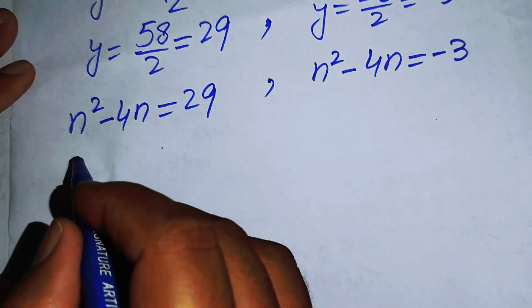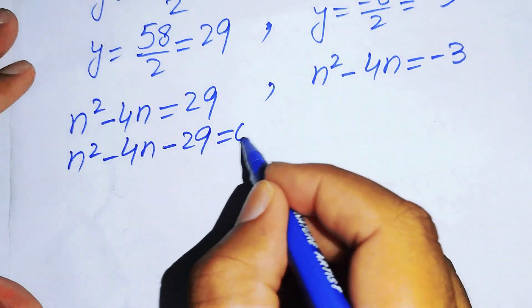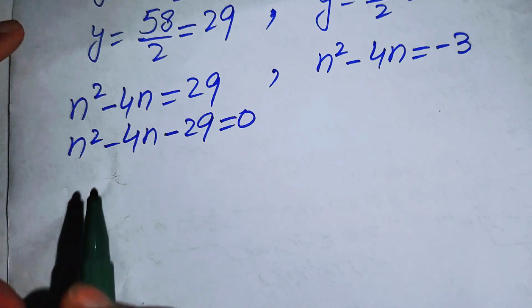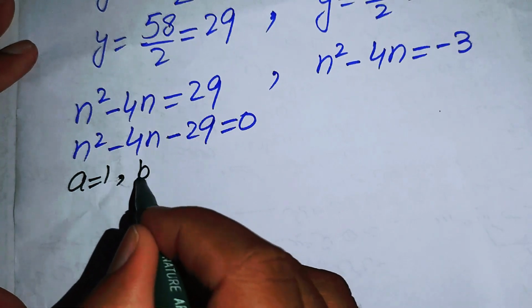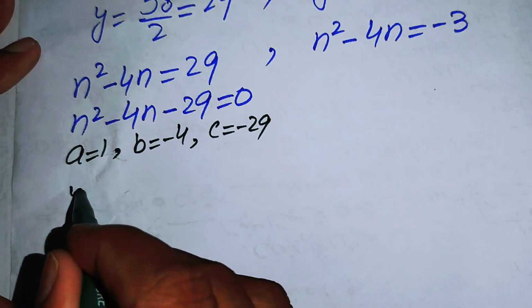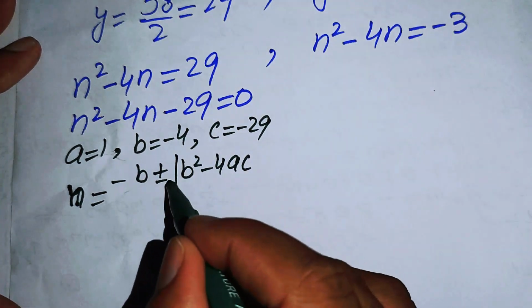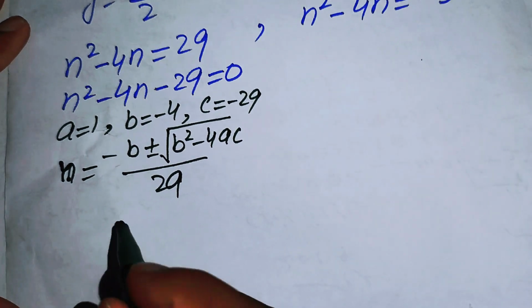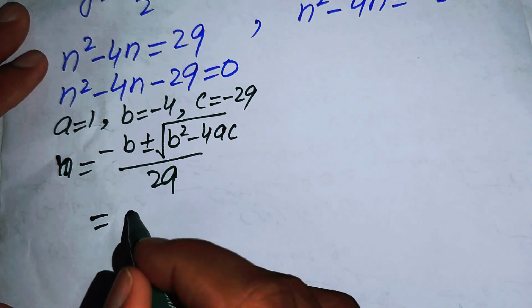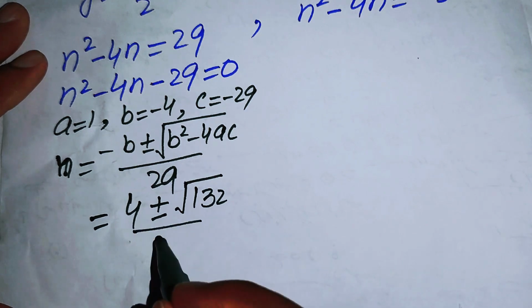So now first I can solve this equation, and here we move 29 to the left hand side, and you get n squared minus 4n minus 29 is equal to 0. And now we again use the quadratic formula in order to solve this quadratic equation. So here you have a is equal to 1, b is equal to minus 4, and c is equal to minus 29, and our quadratic formula is n is equal to minus b plus minus the square root of b squared minus 4ac, over 2a. And now we put all the values of a, b and c in this formula, and you get the output in the form of 4 plus minus the square root of 132 over 2.